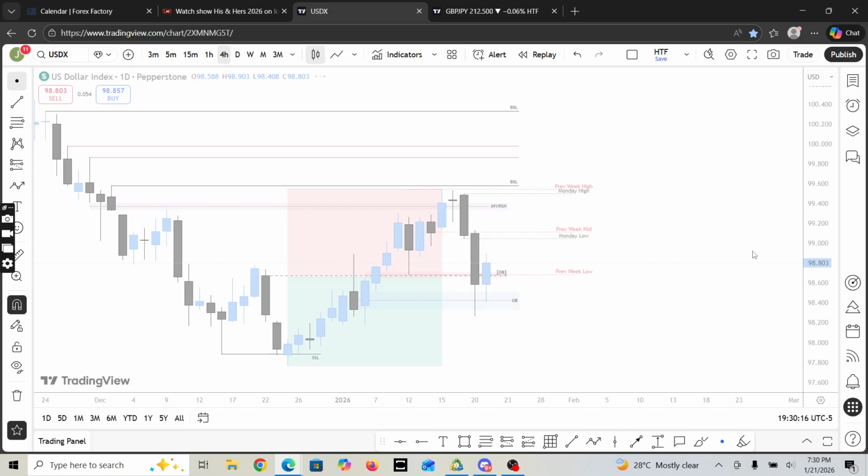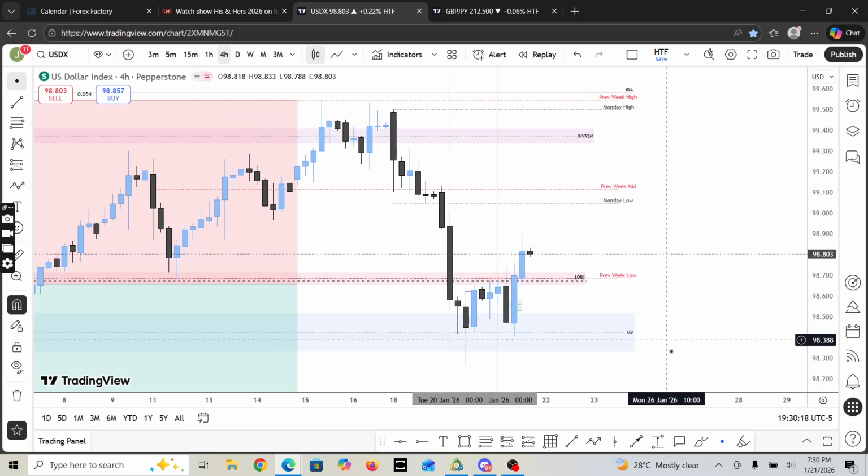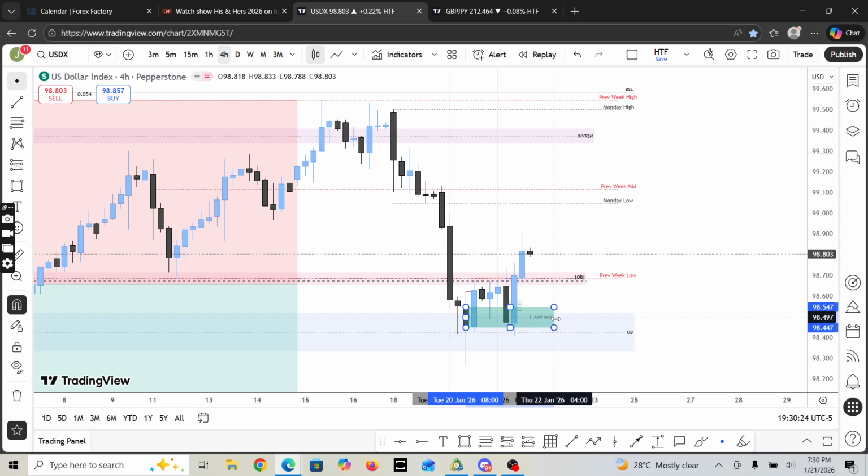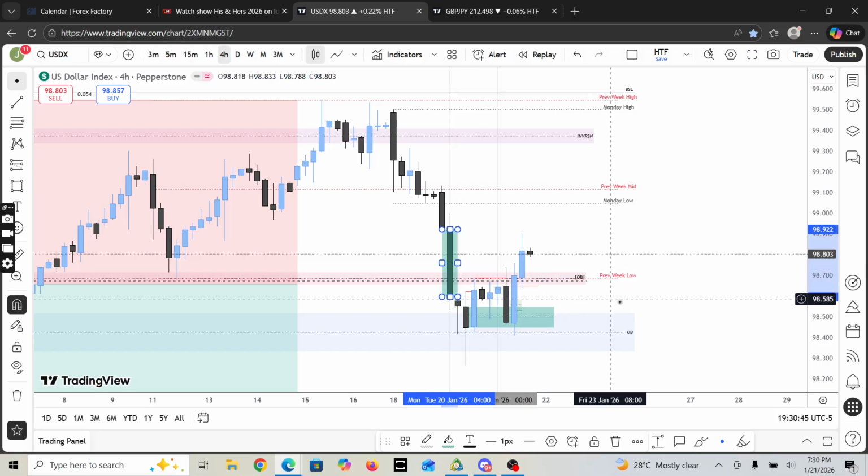On the H4, we have seen a bounce off of this order block. Price couldn't close below it, and then we have formed also this one, and then we have closed above this inefficiency level and also back inside of the previous week's range, right? So the H4 as it stands now, this is what I'm looking at.